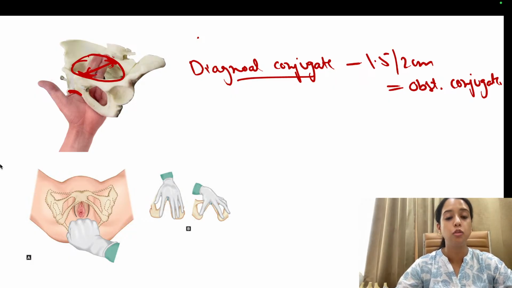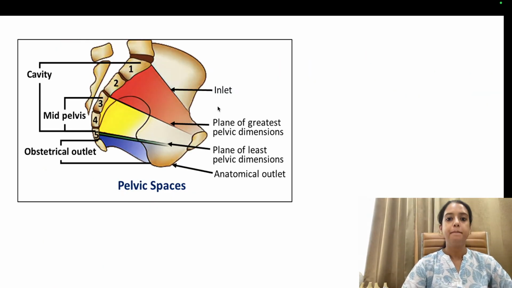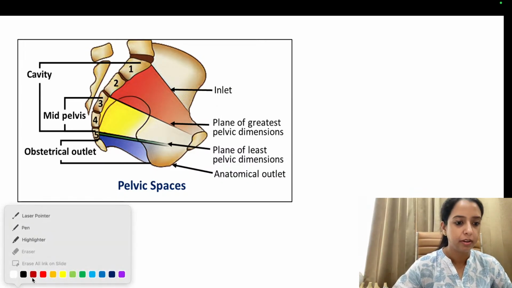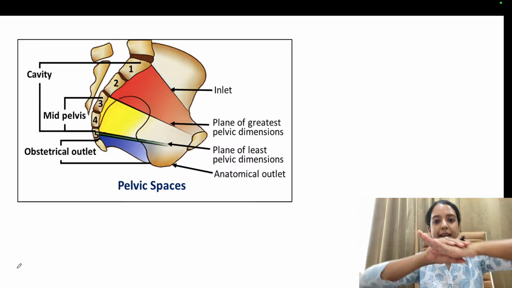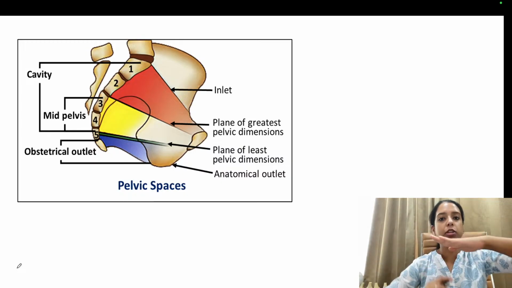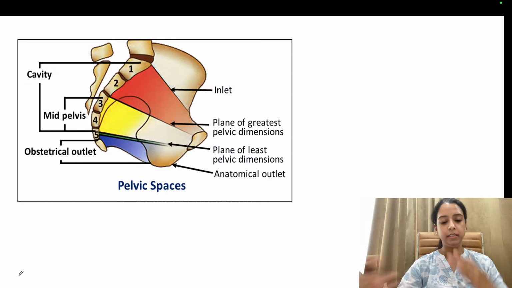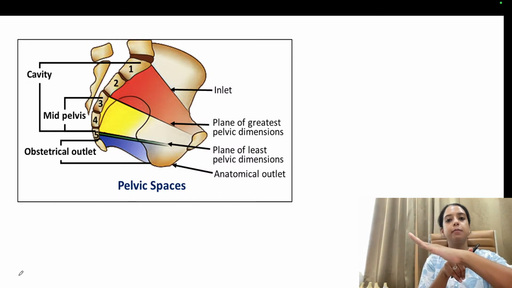Correct. It is intertuberous diameter between the ischial tuberosities. So if I want to measure the outlet, this is intertuberous diameter. Pelvic planes. Very important. Pelvic spaces and planes. See, imagine pelvic cavity is like a house. It has a door, which is a plane. Plane matlab two-dimensional structure. So door is the inlet. This is a two-dimensional structure running from the superior border of pubic symphysis to sacral promontory.